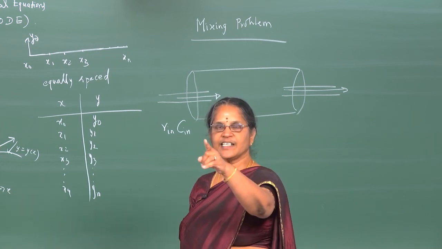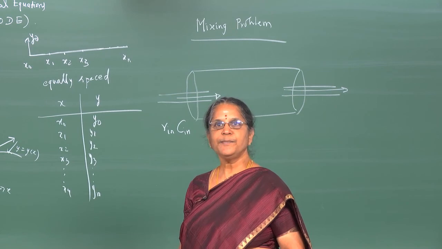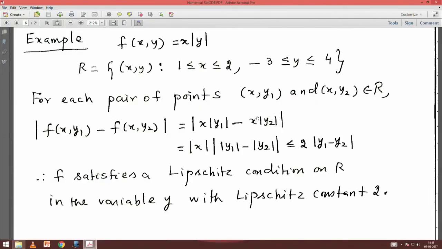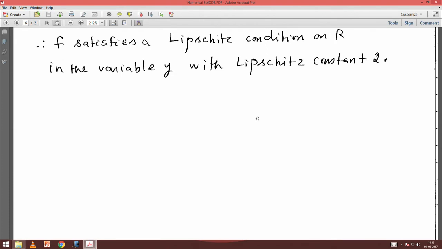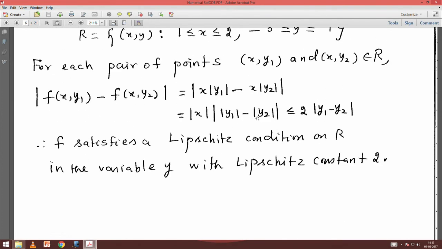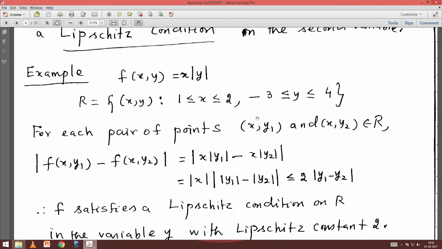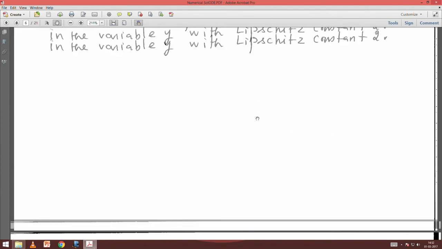So, we observe that f satisfies a Lipschitz condition in the second variable y on the rectangle R, and f is also continuous. So, by the conditions of the theorem, an initial value problem of the form dy/dx = f(x, y) subject to the condition y(1) = y naught will have a unique solution in an interval that encloses the initial point a, which is 1.